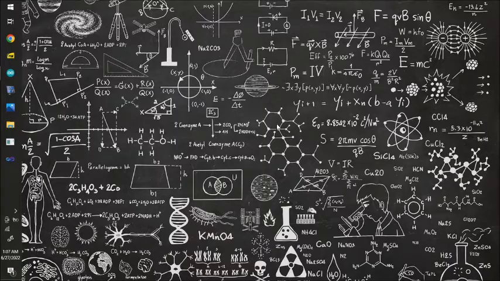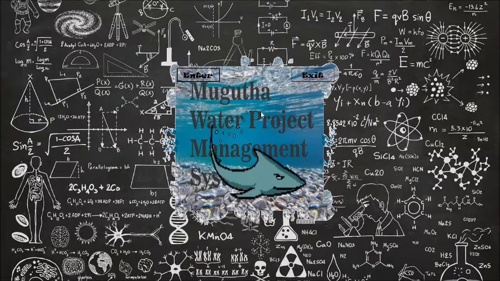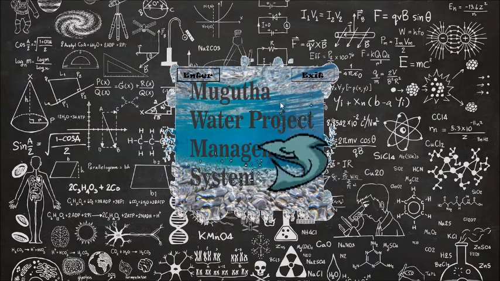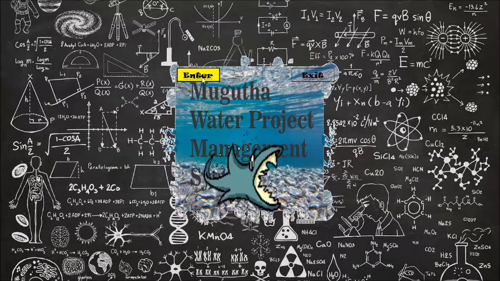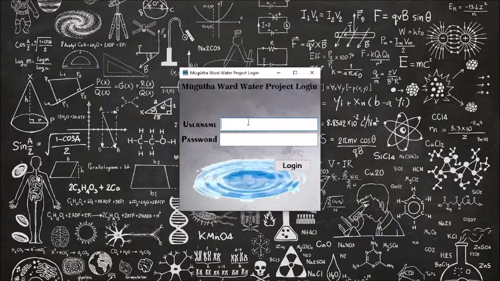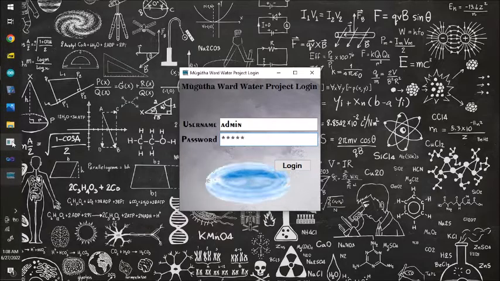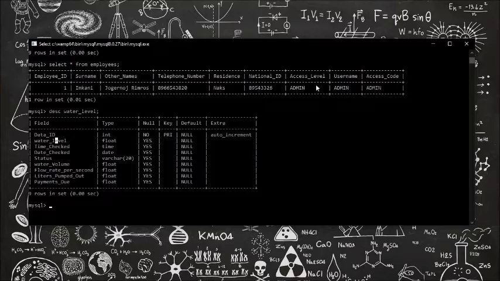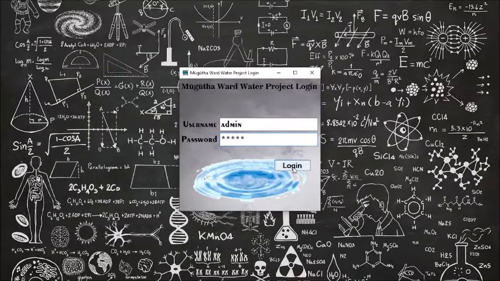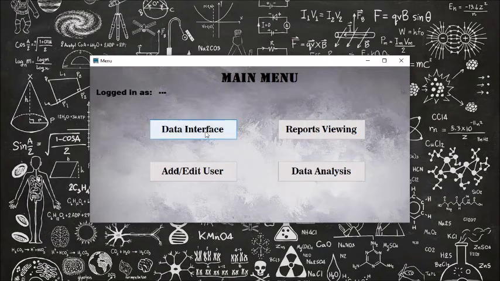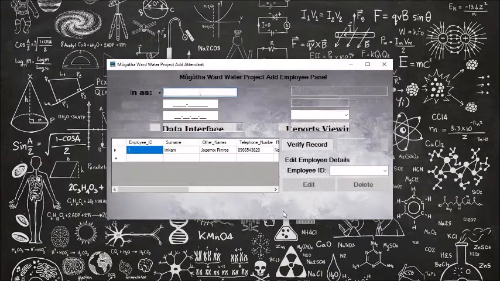So giving it a moment, and here it is. I think it looks pretty nice. Enter. I'm going to add in a username. Let's use admin. I think that is the correct one. Yeah. So login successful. Data interface. Edit. Add user.